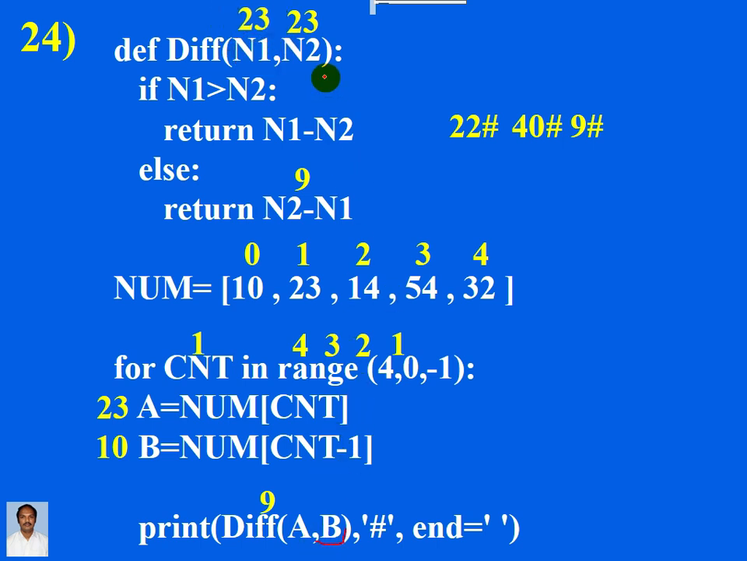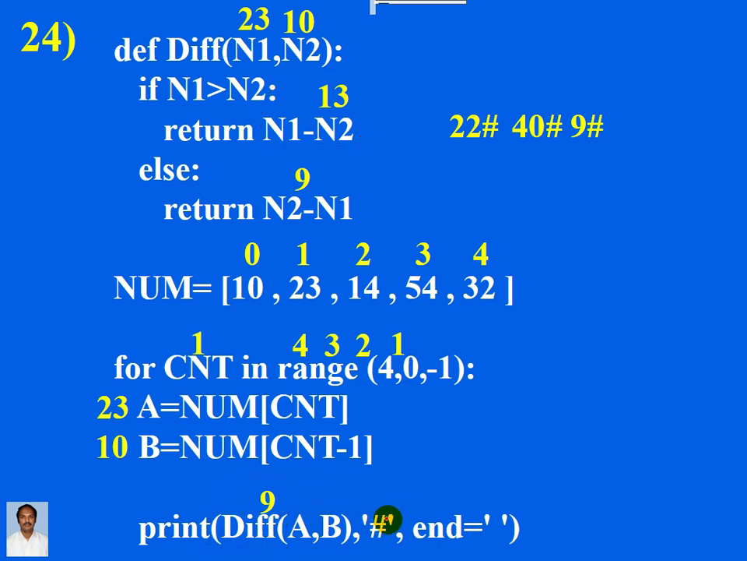B is passed to N2. What does B contain? 10. So your variable N2 contains 10. 23 greater than 10. Correct. So this will be executed. Return 23 minus 10. So you get 13. Return 13. To where it is returned? To the point from where the function was called.